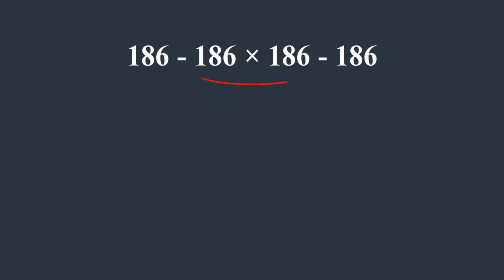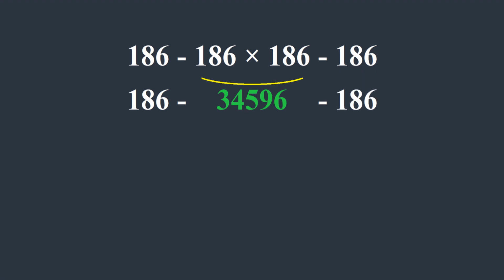So we have first this multiplication, 186 times 186 equals 34,596. So we have 186 minus 34,596 minus 186, and we have two subtractions. According to the order of operations, we do this subtraction, then this subtraction.